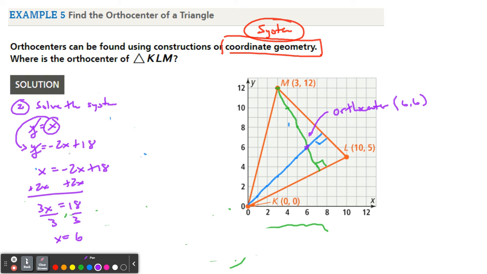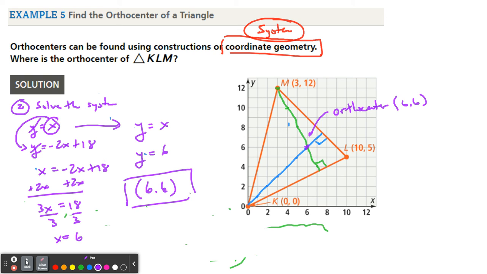So now to find the y, because I need the ordered pair, I'm going to take this x and plug it into one of the equations. Well, plug it in the first one, right? Y equals x, so y equals 6. And there we go. The x is 6, the y is 6, and that verified the orthocenter was at 6, 6.